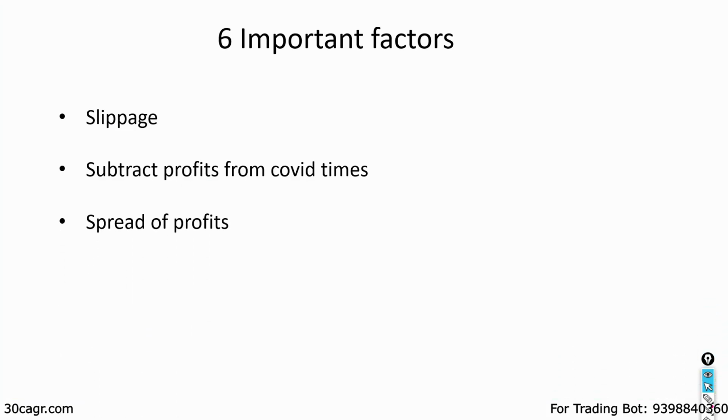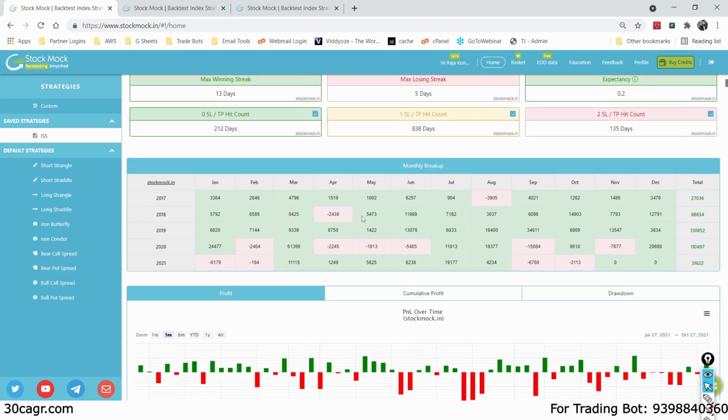And then the third one is spread of profits. Again, let me go to this monthly breakup. When I talk to traders, most of them focus on the number of months that a particular strategy has given profits, right? They always tell me that out of 50 months, 48 months a particular strategy has given profit, or 45 months it has given profit, right? But what I suggest is, in addition to this monthly breakup, pay attention to your yearly profits.